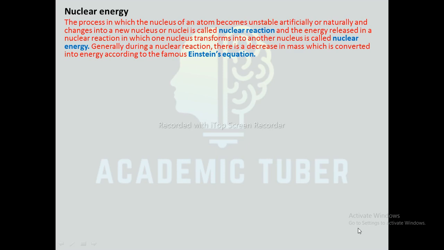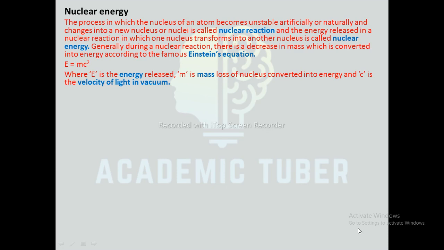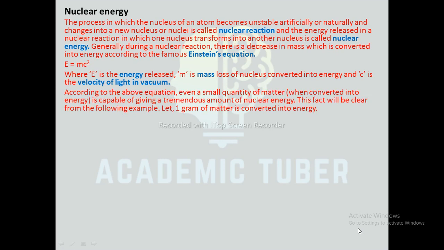Generally, during a nuclear reaction, there is a decrease in mass which is converted into energy according to the famous Einstein equation, E = mc², where E is the energy released, m is the mass loss of nucleus converted into energy, and c is the velocity of light in vacuum. According to the above equation, even a small quantity of matter when converted into energy is capable of giving a tremendous amount of nuclear energy. This fact will be clear from the following example.